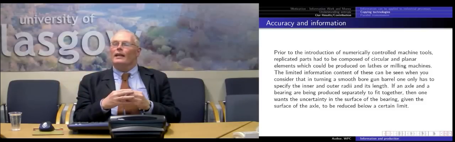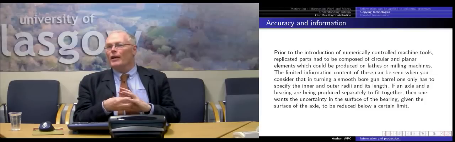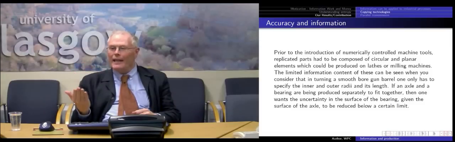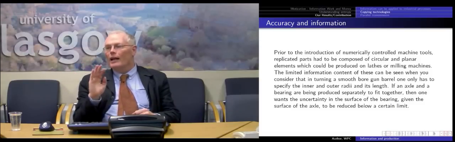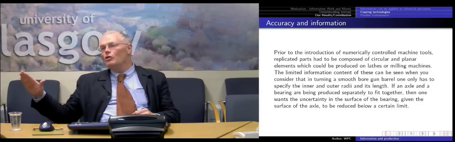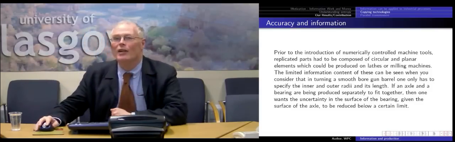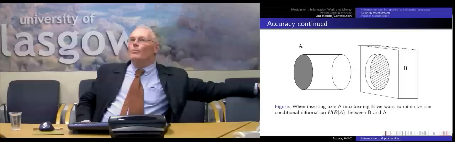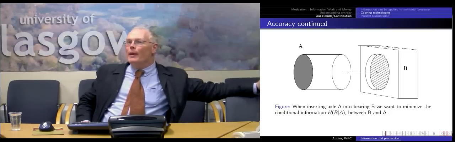If you want to make an axle and a bearing, again, you have to specify radii. And the process of cutting things on a lathe gives you a mechanical mechanism whereby you can enter into it a radius, and the machine then reduces the entropy of the system until it has that radius. When you want to insert an axle into a bearing, you have to minimize what's termed the conditional information between A and B. If A is the axle and B the bearing, you want to have very little information which isn't already provided once you know A.